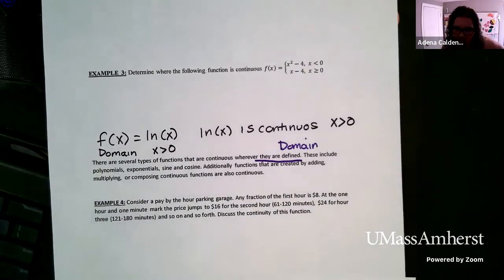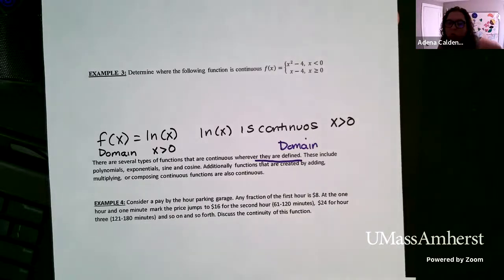Because we can't plug in a -1. But for x squared, the answer would be yes. You can plug in all the values between -1 and 1. So you really have to compare your interval to the domain, okay, for a lot of functions.